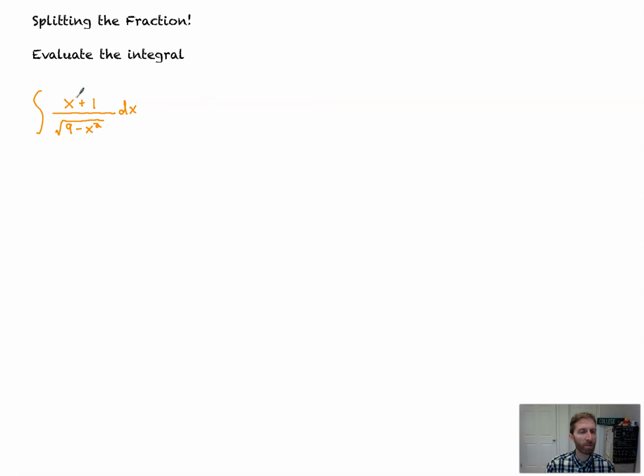So in this particular problem, you've got x plus 1 over basically one solid denominator. With x plus 1 like this, I look at that and think, does u-sub work? Now, the derivative of 9 minus x squared, if we let that equal u, is minus 2x. I can't get a minus 2x out of that. But if I split this into the integral of x over the square root of 9 minus x squared dx plus the integral of 1 over the square root of 9 minus x squared dx, then we're in good shape.